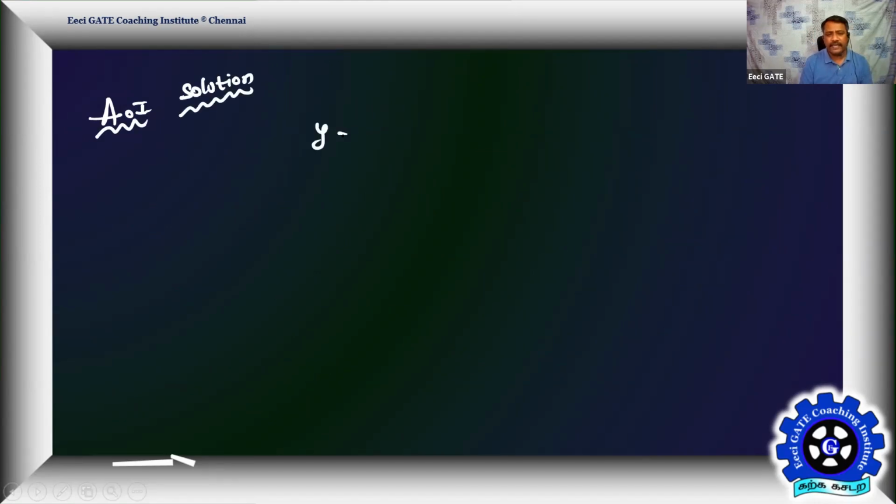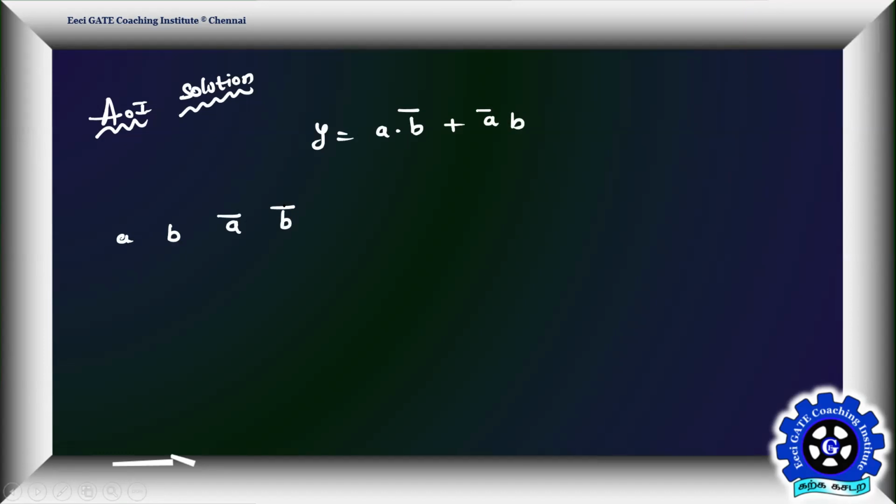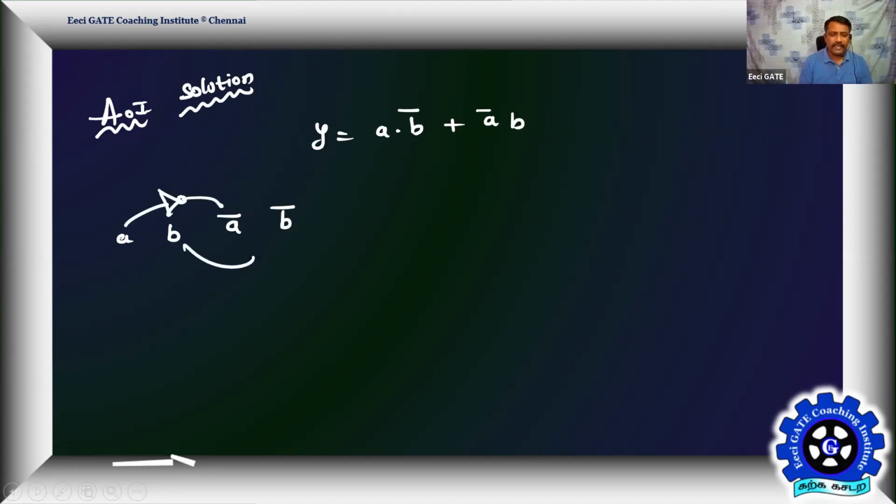I want to implement A dot B bar plus A bar dot B. Now refer: you need signal A, you need signal B, you also need signal A bar, you also need signal B bar. Agree? Yes, sir. To get the complement of A, you need one NOT gate. To get the complement of B, you need another NOT gate. So first, how many NOT gates do we need to use?